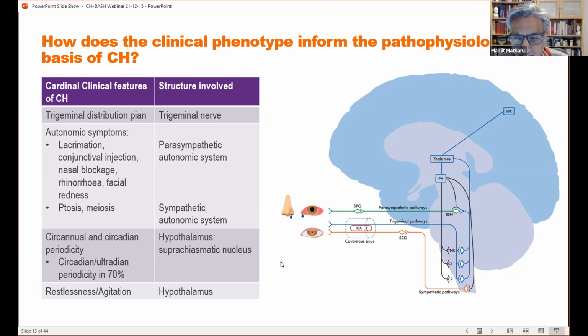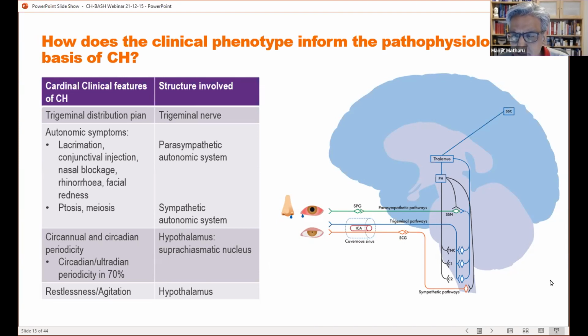And the sympathetic side has to be involved, through the sympathetic pathway via the superior cervical ganglion, going through the cavernous sinus. It's thought that dilatation of the ICA at this level, the internal carotid artery, will lead to the sympathetic deficit that is seen in these patients, who often get a miosis and ptosis to go with it. The hypothalamus comes into this partly because of the circadian rhythmicity that you see with this disorder, but also patients become very restless and agitated, and that's a very hypothalamic function.